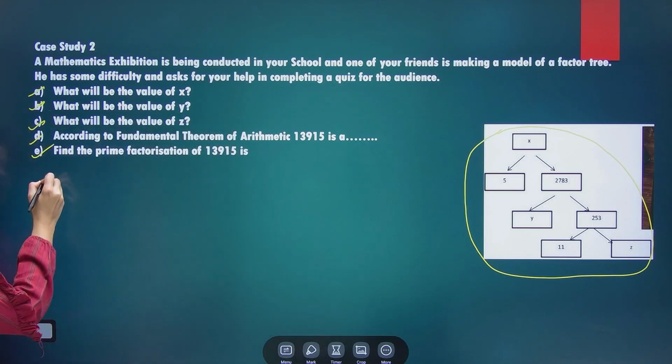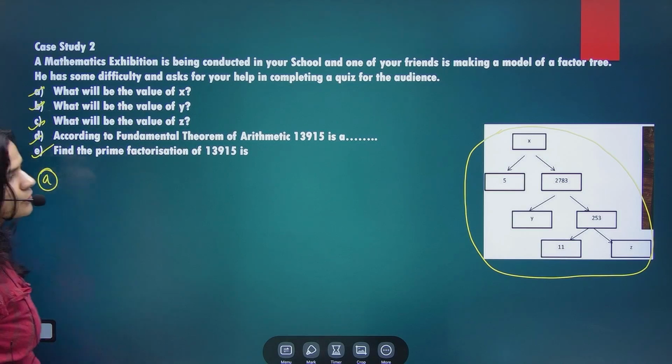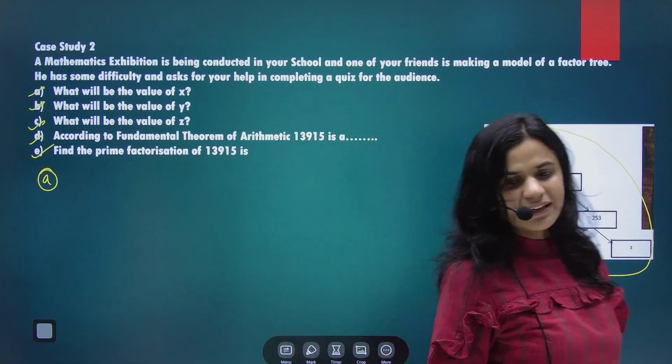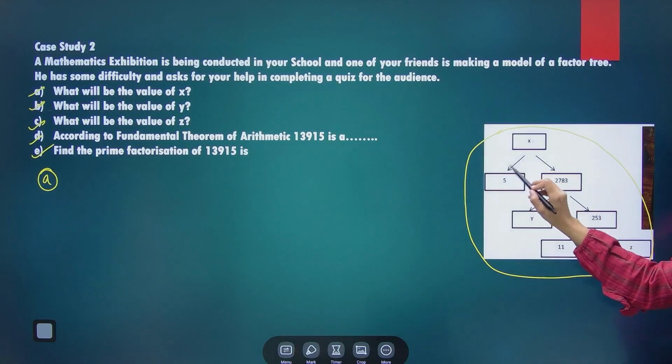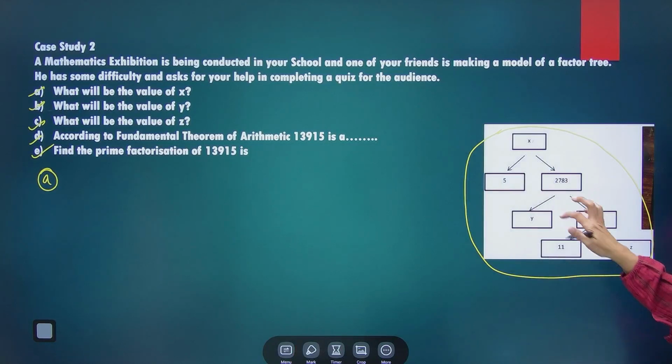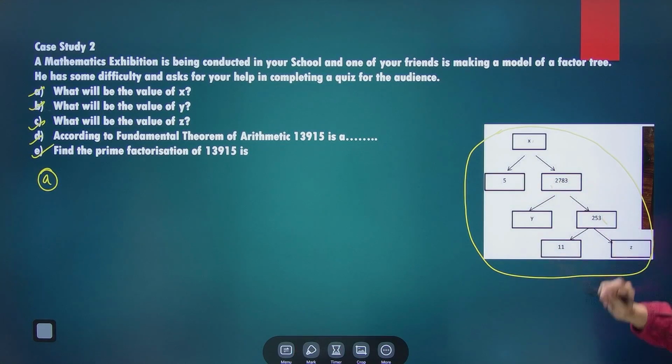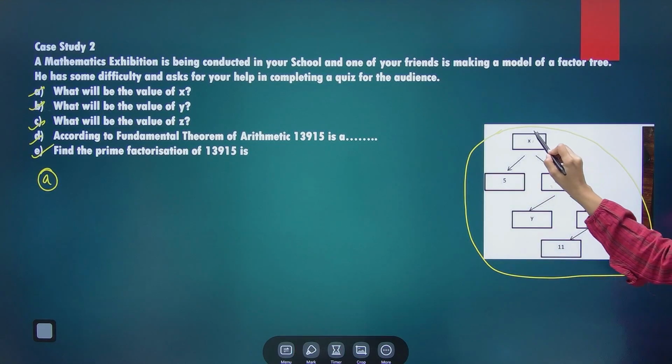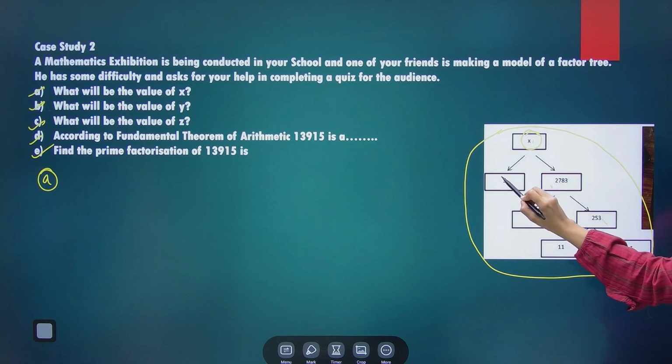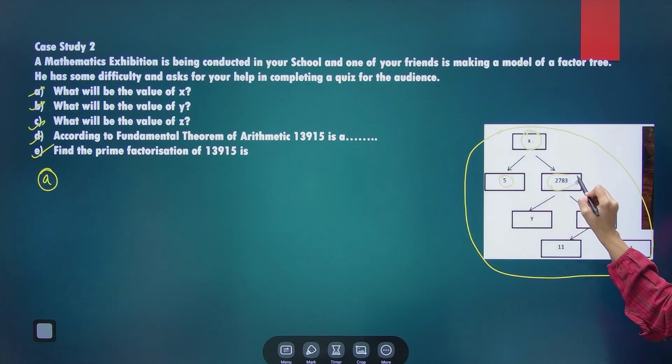What will be the value of x here? फैक्टर ट्री में आप क्या करते हैं कि इस x के 2 फैक्टर्स निकालते हैं. ये फैक्टर्स हम फिर फर्दर फैक्टराइज करते हैं. एक प्राइम फैक्टर होता है, दूसरा कॉम्पोजिट नंबर होता है. Now this x is going to be what? Product of 5 and 2783.